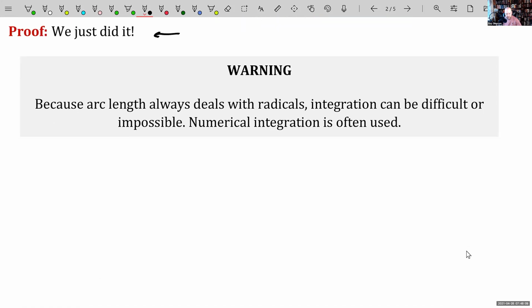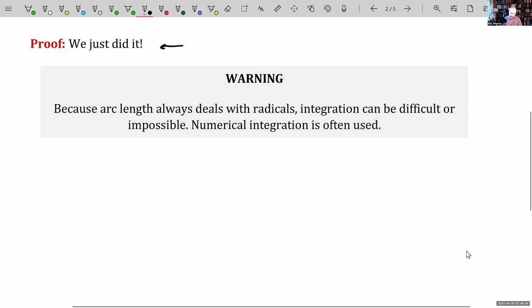And here's my warning. Because arc length always deals with radicals, integration can be difficult or impossible. Numerical integration, unfortunately, is often used. So like I said, trapezoidal rule, Simpson's rule, midpoint rule, or method, however you want to call those.